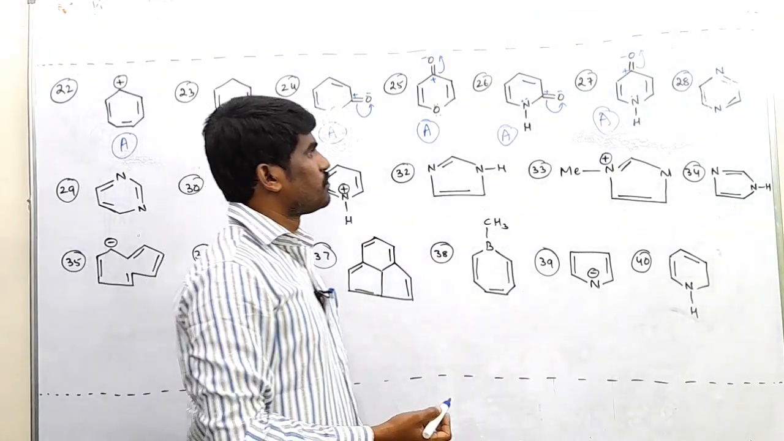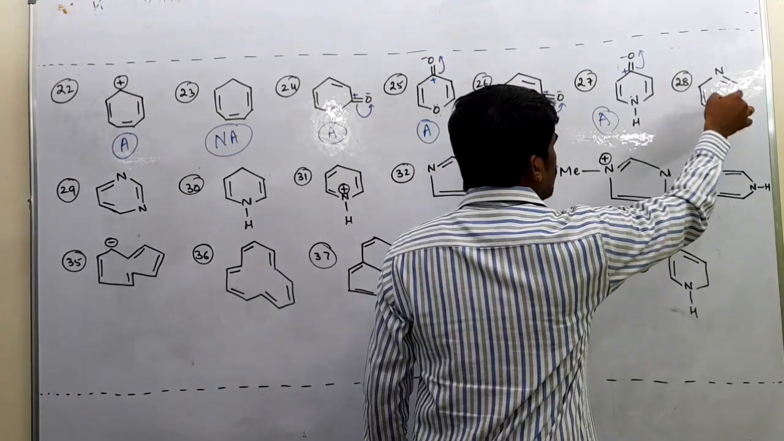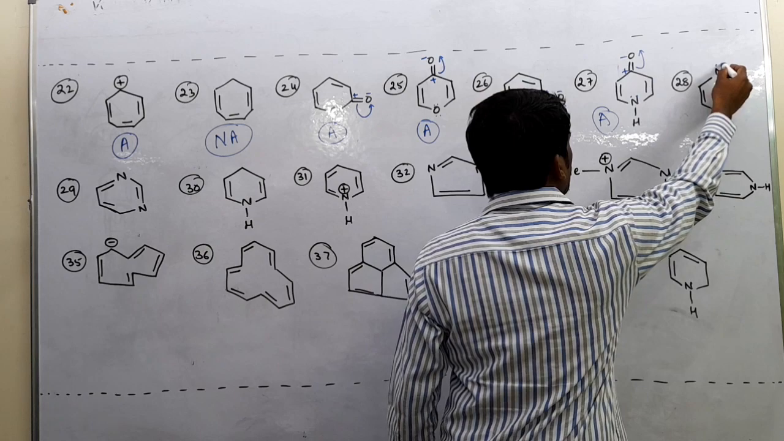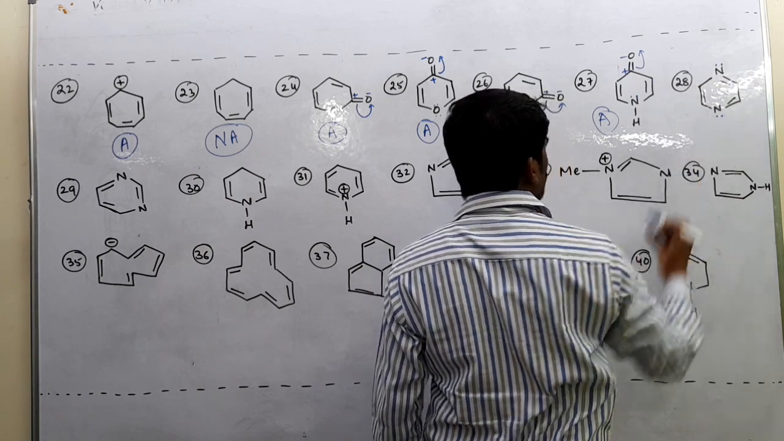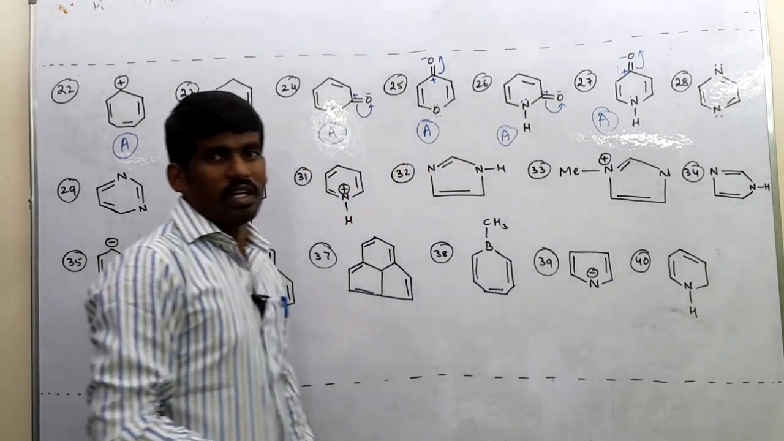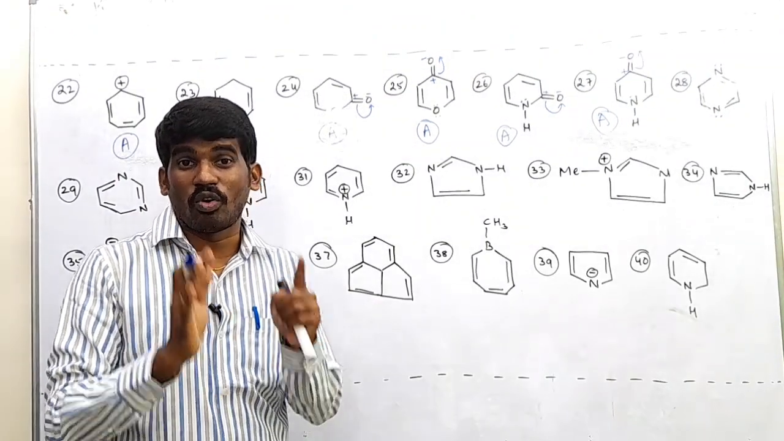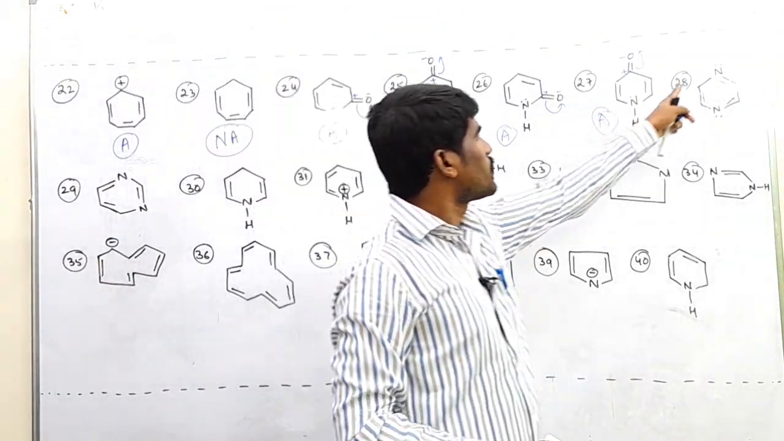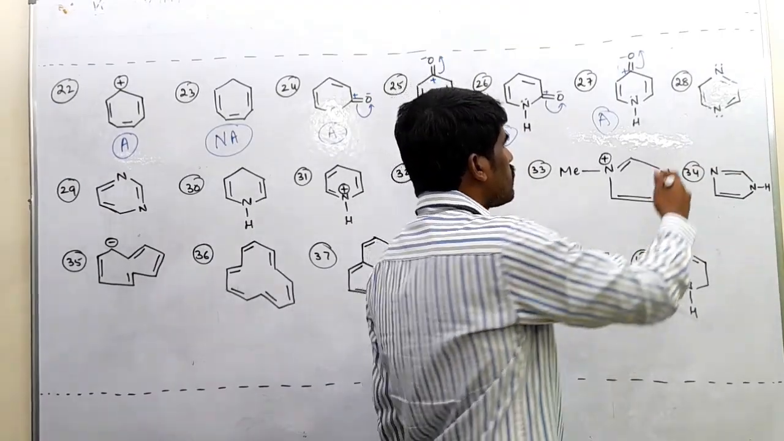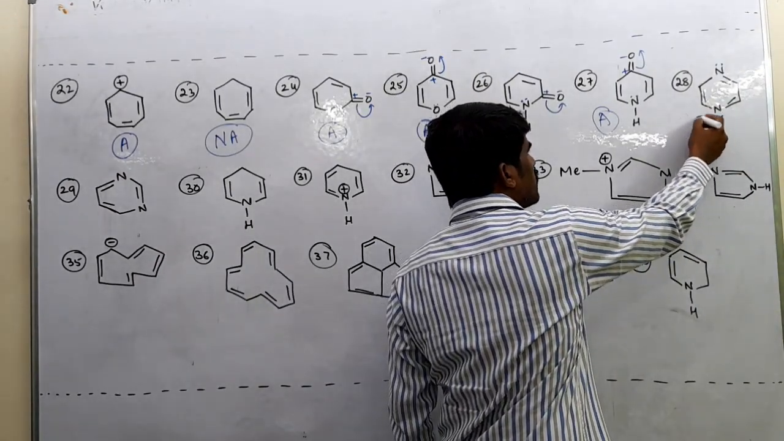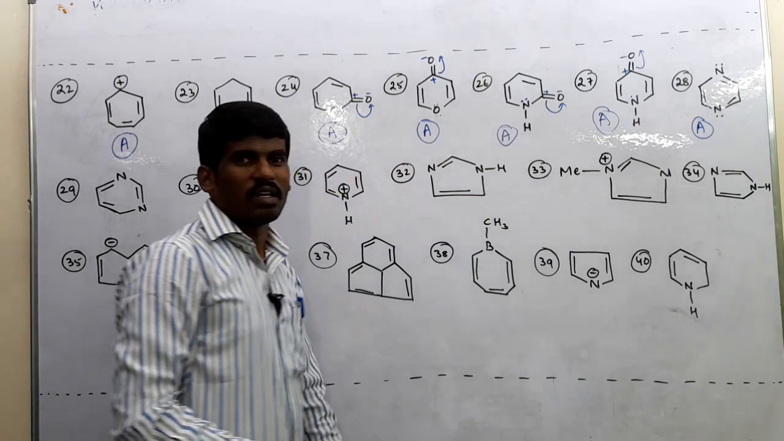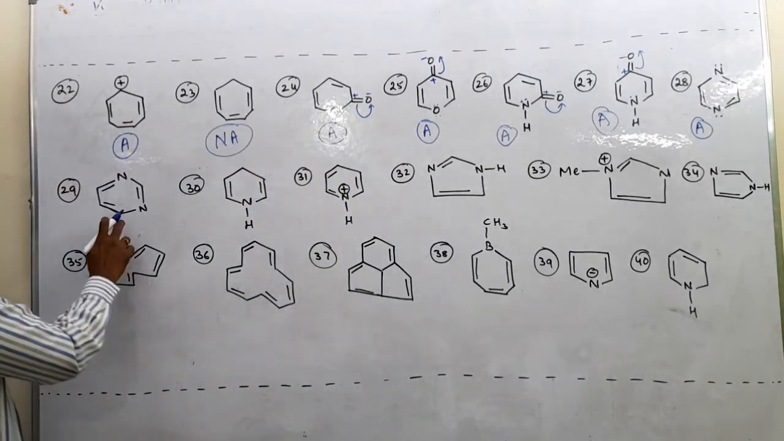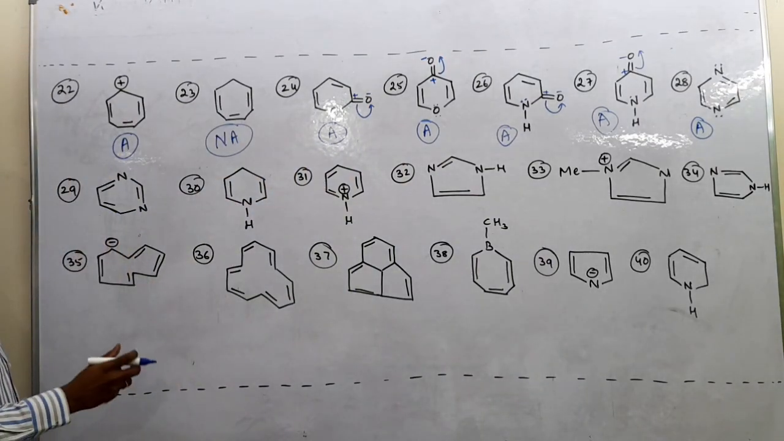And next one, here there is a closed conjugation. Even though the lone pairs are not involved, there is a closed conjugation. That means all lone pairs are localized. There are 6 pi electrons. 6 pi electrons means obviously the compound is aromatic. That compound is aromatic. When it comes to here, same thing.